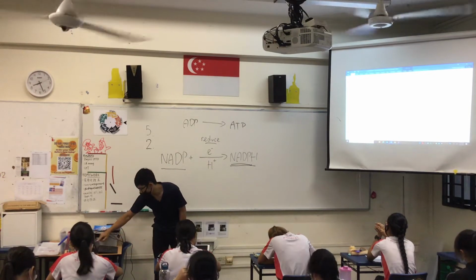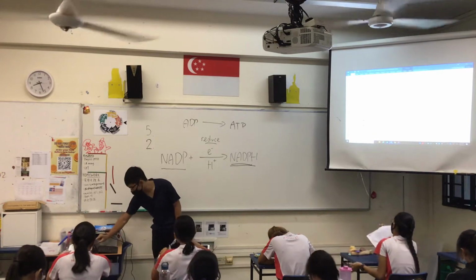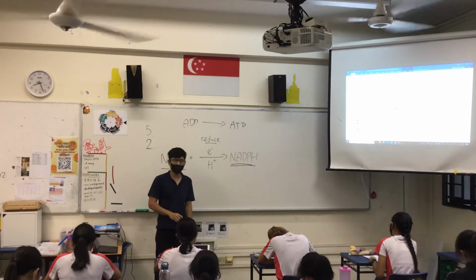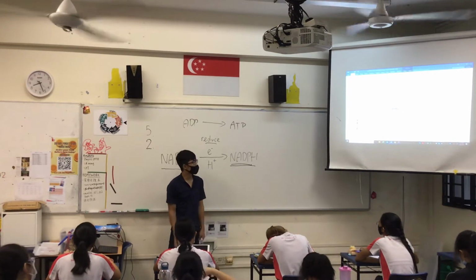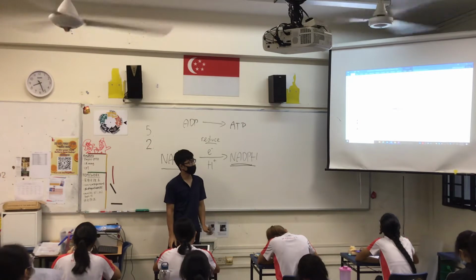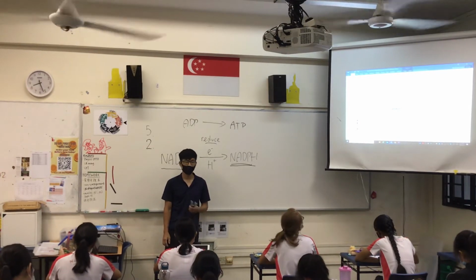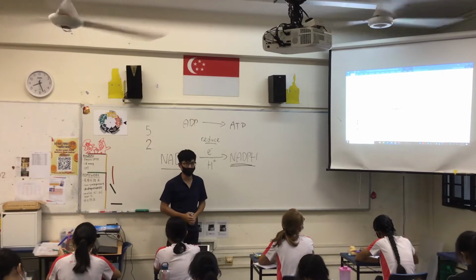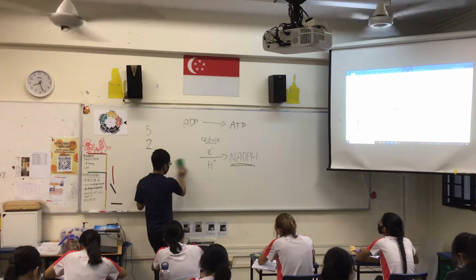Okay, next question. Question 5. Question 5 is quite an interesting question. Essentially, if I were to rephrase this question, I don't know if you can do it better, the question just asks you, where is water used in photosynthesis? Or, where is carbon dioxide used in photosynthesis? Would it be easier to do? Because that's what the question is asking you.